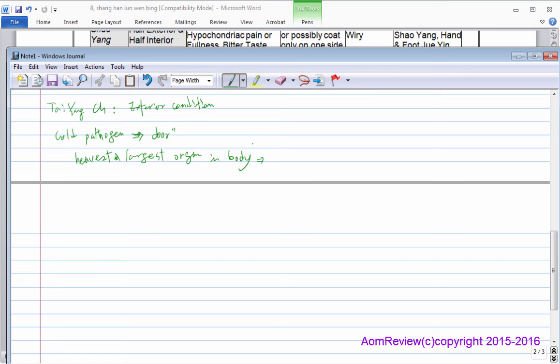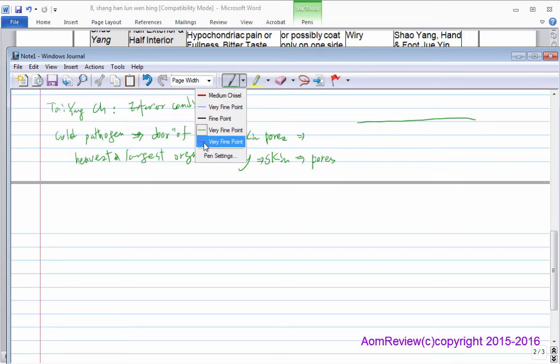What is the largest one? What's the heaviest one? The skin is actually the largest and also the heaviest one. The skin has a lot of pores, so not only the nose and mouth, it provides more doors for the cold pathogen when it invades. The door of the qi is what we call the skin pores. That's why most pathogens affect the skin part first when entering the body. So here's the skin.